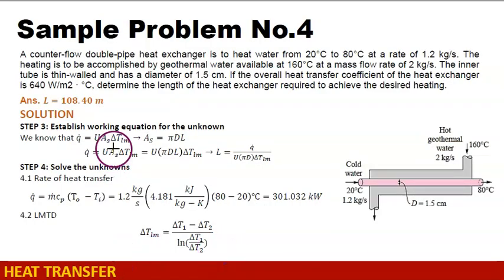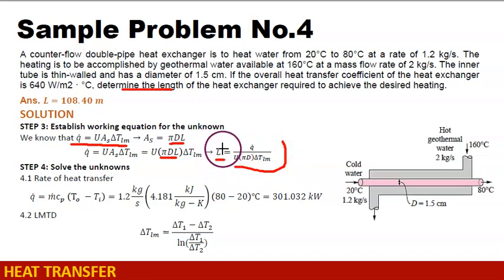So the next step is to establish the working equations for the unknown. We are going to determine the length, and we can get the length from the surface area, because for this tube, since this is a thin tube, the area will just be pi dL. So from that, we can get the value of the length. And we also know that area is related to Q by this relationship. So Q is UA delta T, where area is pi dL. So we substitute pi dL and then rearrange to solve for L.